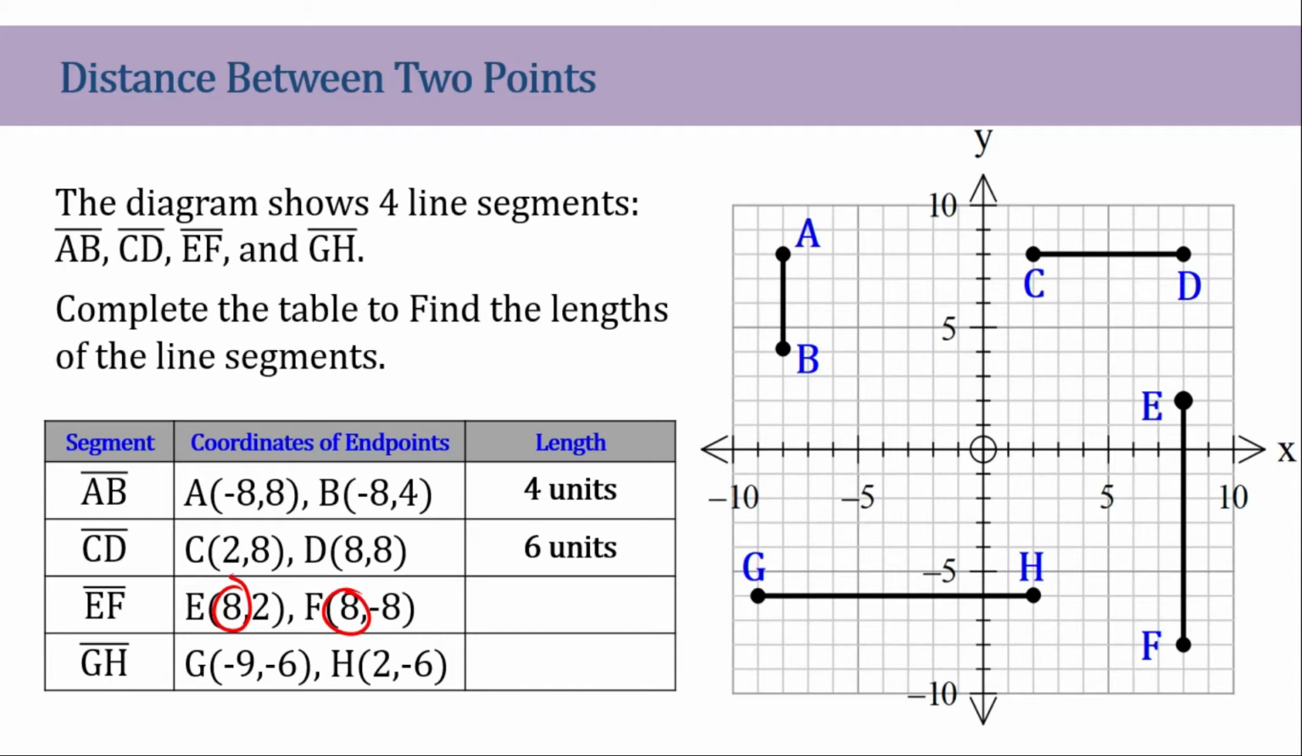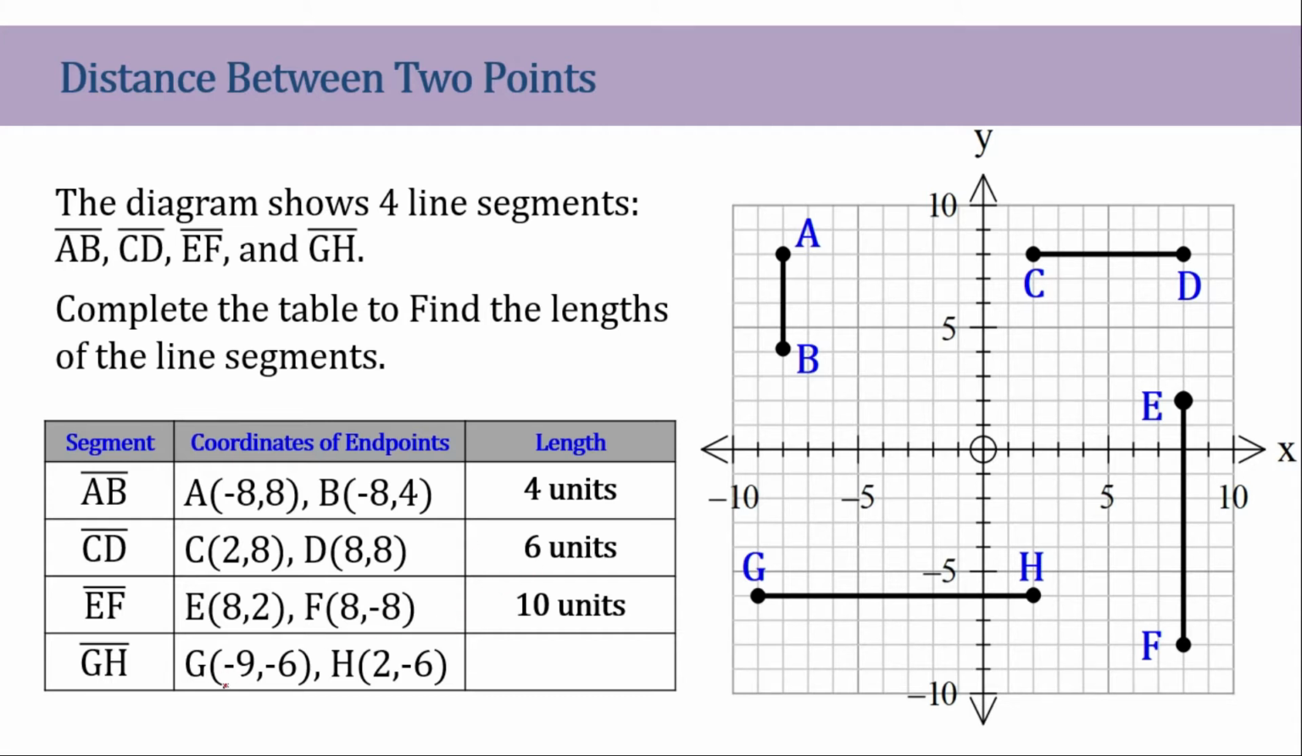So to get the length of this one, we need to calculate the vertical distance. And to calculate the vertical distance, we just need to get the absolute value of the difference of the y coordinates. So in this case, 2 minus negative 8, and get the absolute value of it. So 2 minus negative 8 is the absolute value of 10. So the length of EF is 10 units. Absolute value is the distance away from zero, so it's always positive.